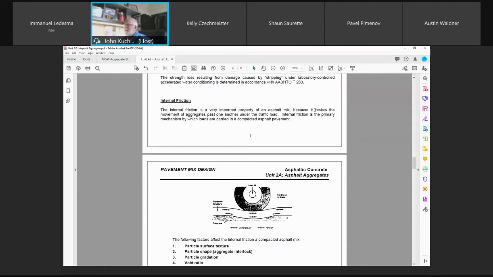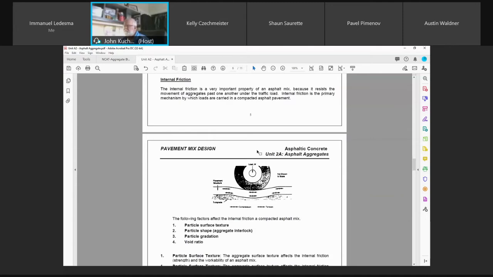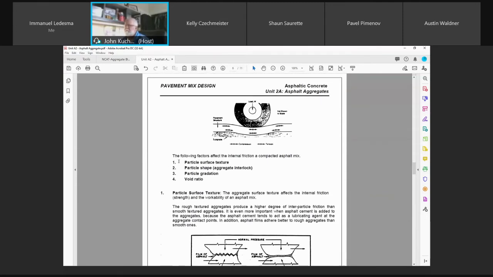It's a very important property because it resists the movement of aggregates past one another under traffic flow. Internal friction, interlock. So what are the key factors that we look at that give us that internal friction? Obviously, the particle surface and texture. Particle shape. Is it round? Sub-round? Subangular? Angular?